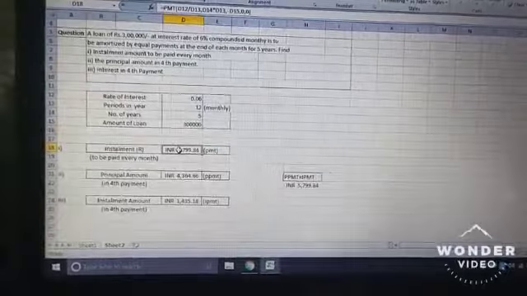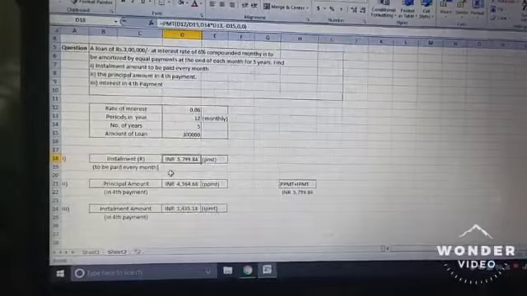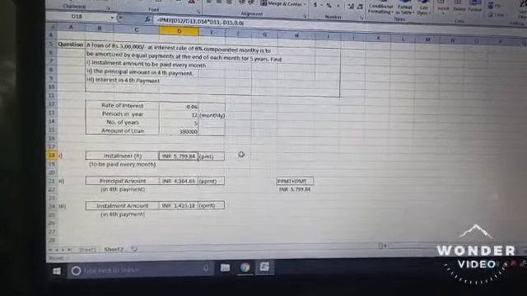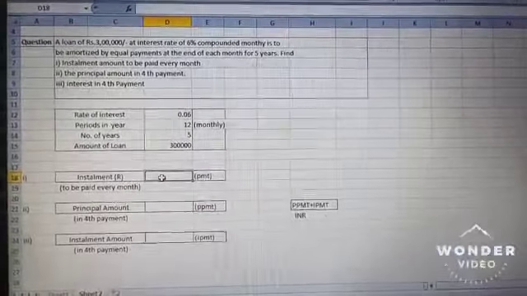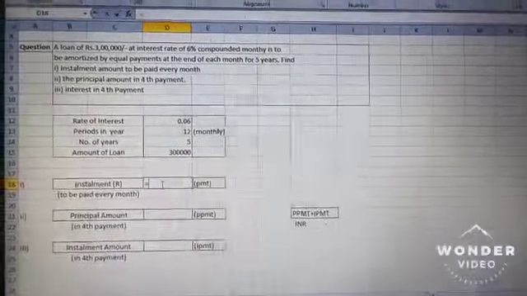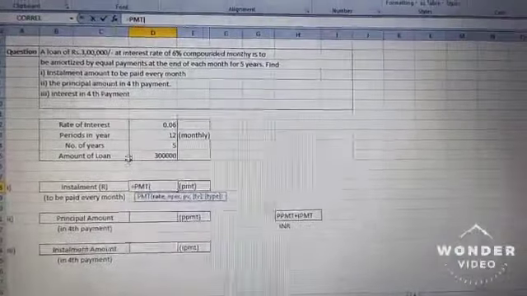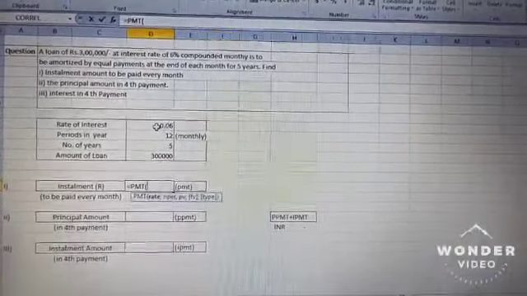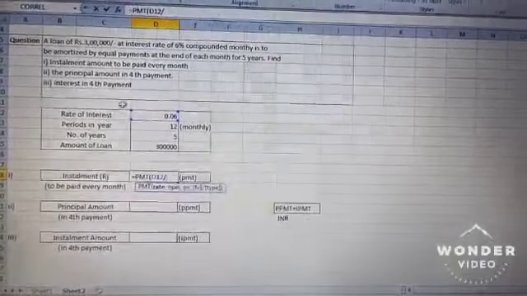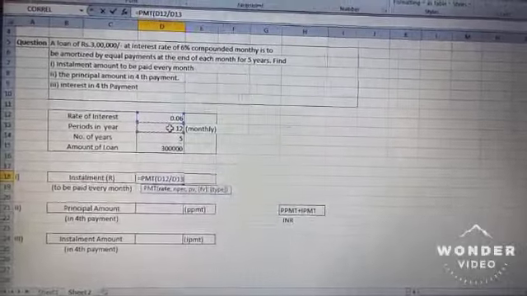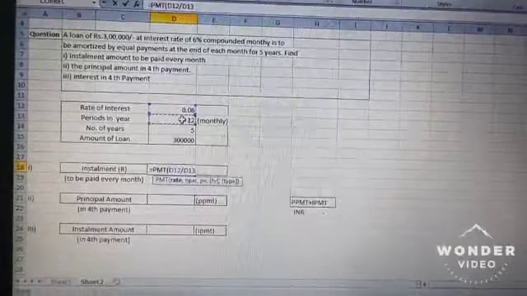Now, like we discussed in the first question, the function that we use is PMT. So first we'll find out the installment amount, which is equal to PMT, bracket open, our rate is 0.06 divided by 12, because this is compounded monthly. In the previous question we did not do that because it was annual, so it was divided by 1.